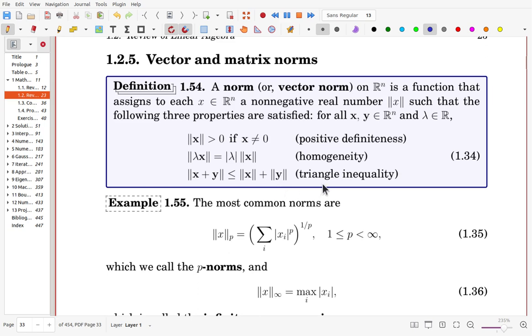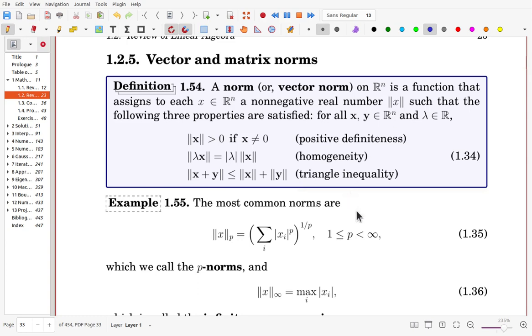And that is called the triangle inequality. Here, the sum of the lengths of two sides is always larger than or equal to the length of the third side. So that is a triangle inequality. Once these three conditions are satisfied, then the function is called a norm or vector norm.